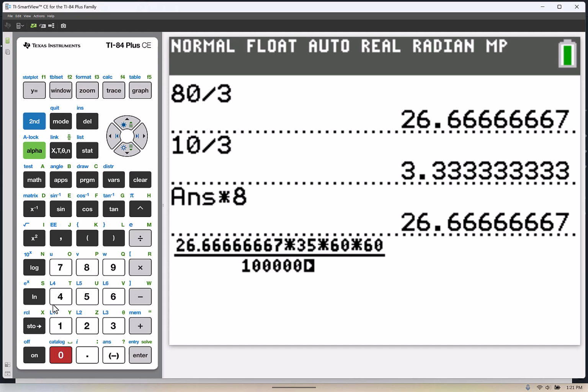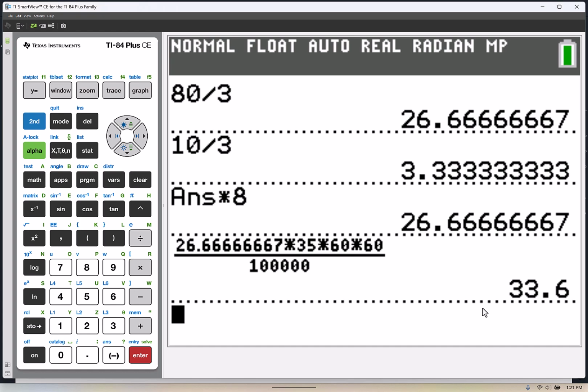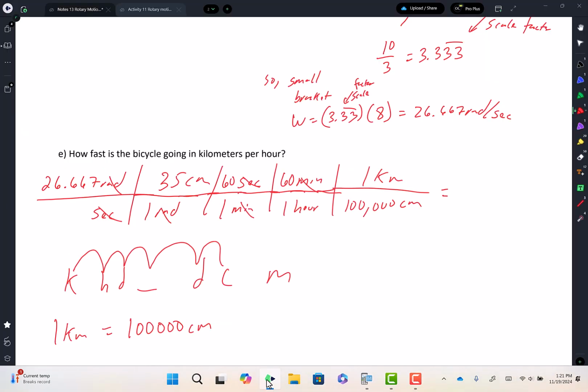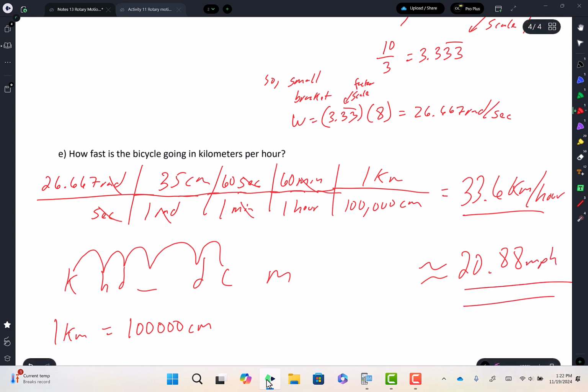Push enter. And there it is. 33.6 kilometers an hour. 33.6 kilometers per hour. About, hey Siri, how much is 33.6 kilometers per hour in miles per hour? 20.88 miles per hour. Thank you.